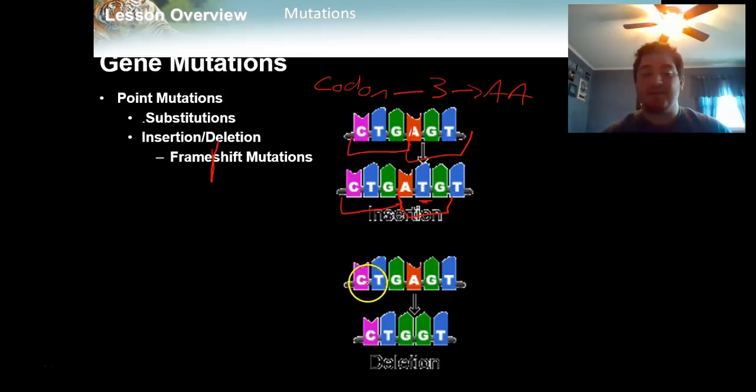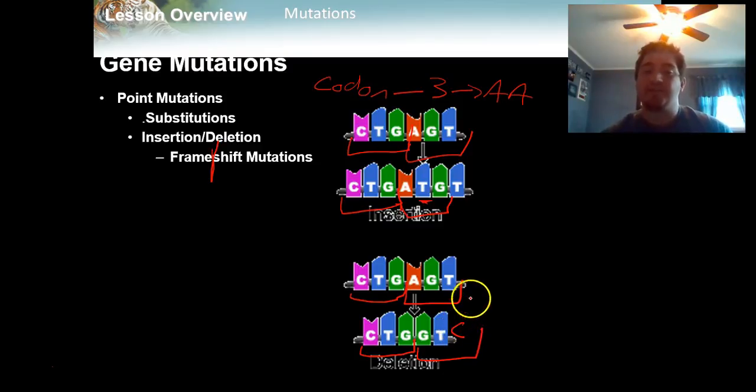We see the same thing down here for a deletion, right? Our original is CTG. Our second is AGT. If we take one away, now we have CTG, and our second codon is no longer AGT, it's GT, and then whatever the next one is, let's call it a C, okay?